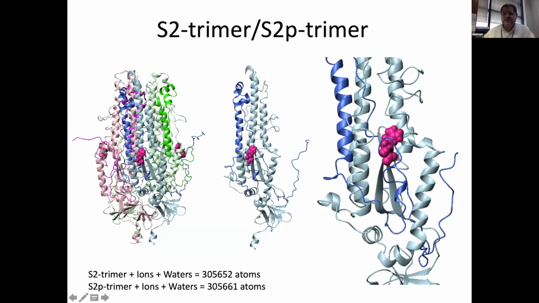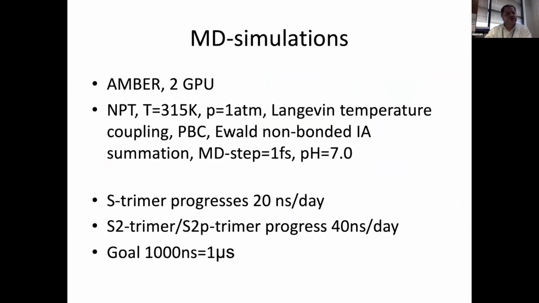But if it's cleaved over here, these loop regions will become very flexible and can move away, so that this helix can slide past this coil and extend this central helix to the final conformation that is capable of entering the host cell. Therefore, I set up these systems, which are very small compared to the other one, and I do MD simulations with just two GPUs.